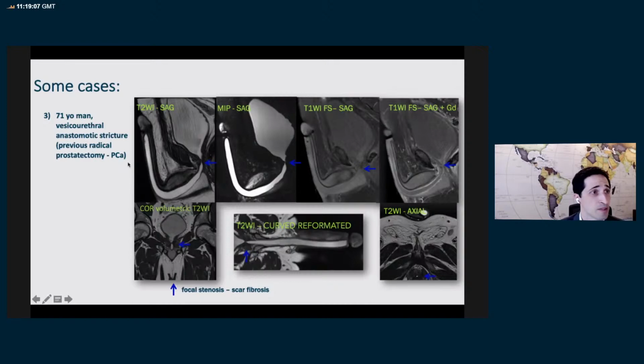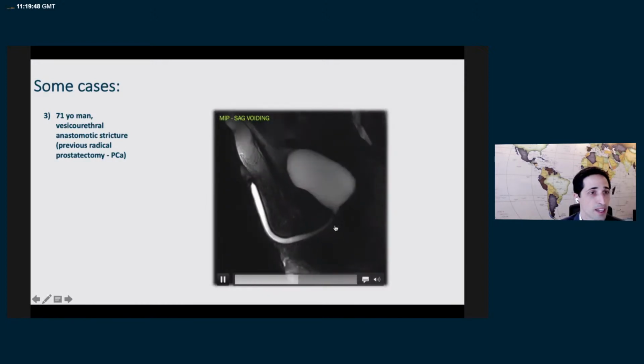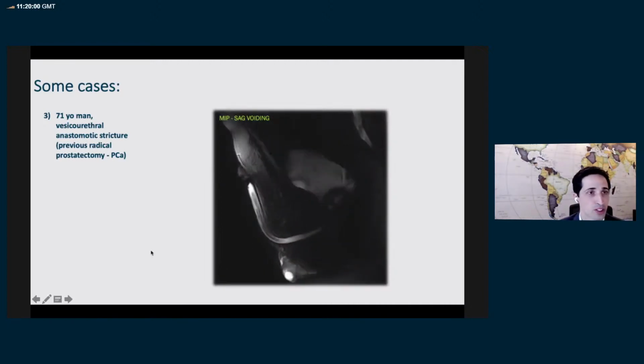And the last case, a 71-year-old man with vesico-urethral anastomotic stricture after radical prostatectomy. Here we can see the vesico-urethral anastomotic stenosis shown here with this blue arrow, and in all sets of images the lumen was not distended, so we show not only the stricture but also the fibrotic tissue beyond the lumen, here the spongial fibrosis. And this case was also studied by dynamic voiding MRI, and we didn't see the lumen distension at this point in all images, confirming the stricture. It was a real stricture.